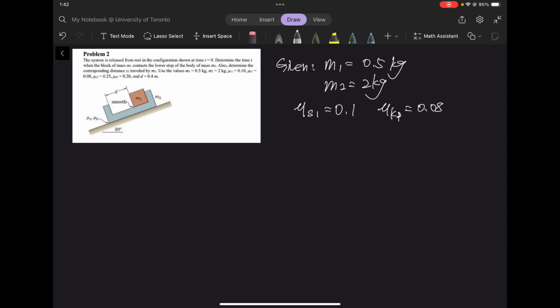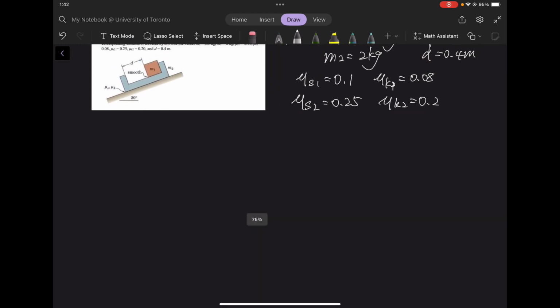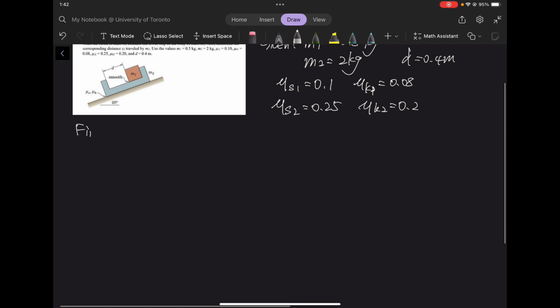Also, between m2 and the slope, there are two friction factors. For static, it's 0.25. For dynamic, it's 0.2. Also, d is equal to 0.4 meters. What we need to find is the time when m1 makes contact with m2, and also the distance m2 travels.